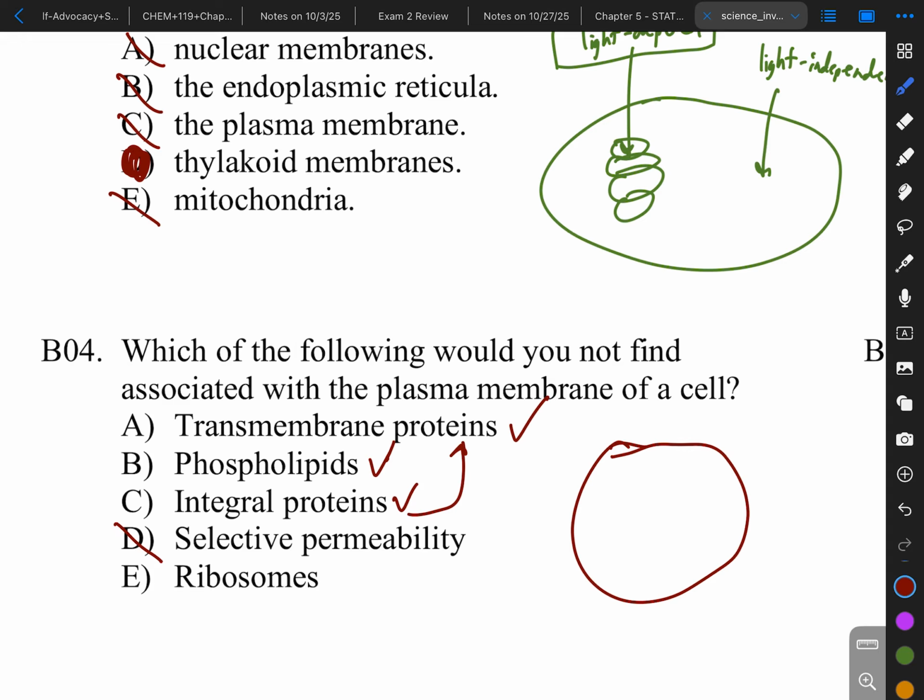Ribosomes are found in the endoplasmic reticulum, and they're found in the rough area. They're responsible for making proteins, and we know that the cell membrane has nothing to do with making proteins. It can only export or import. So the correct answer to number 4 would be ribosomes.